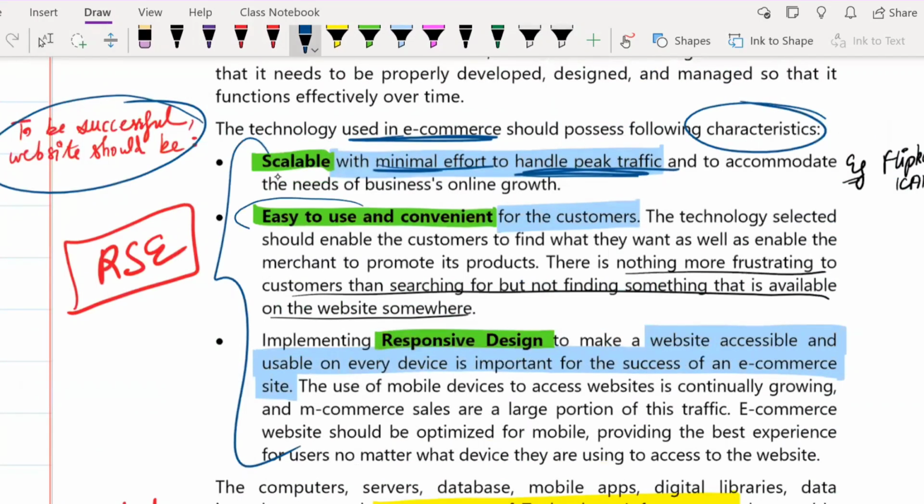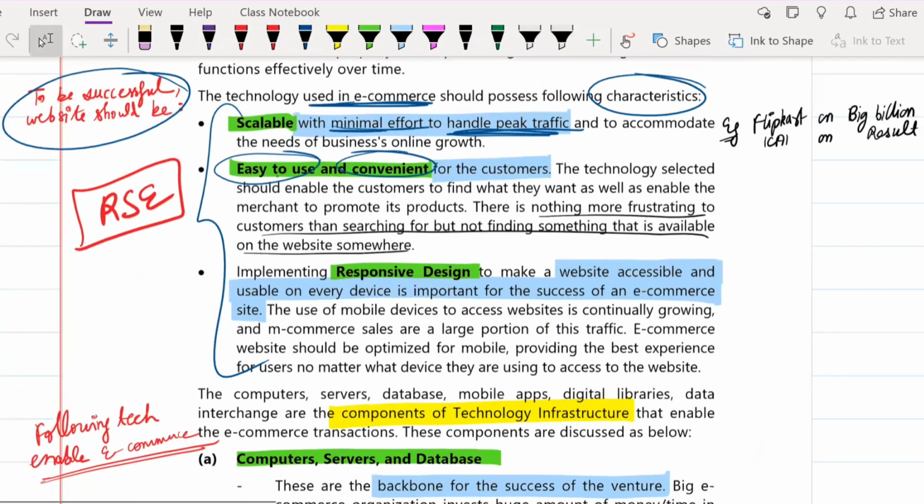Okay. Next is easy to use and convenient. The technology or the website must be very easy to use and convenient for the customers. It must not be very confusing. If you go to the right, you must have the menu. If you go to the left, you must have the filters. So all of this must be there. It must be easy to use in general.